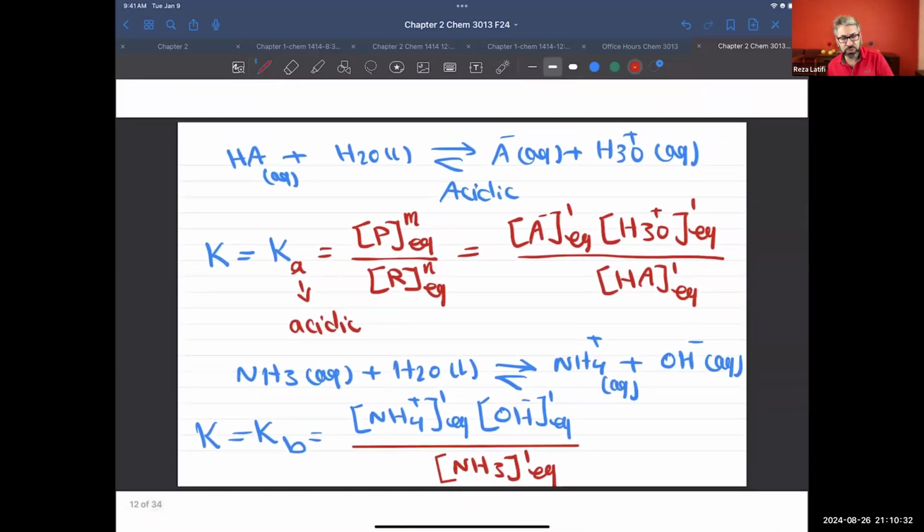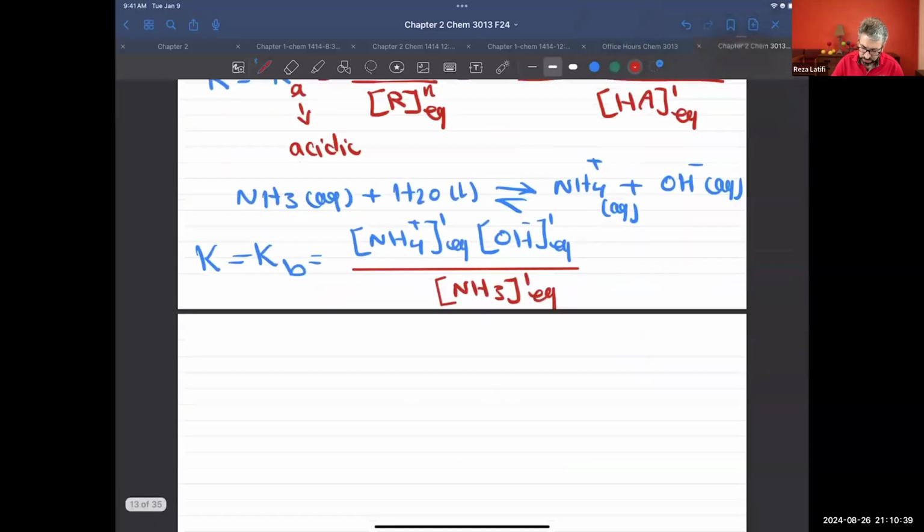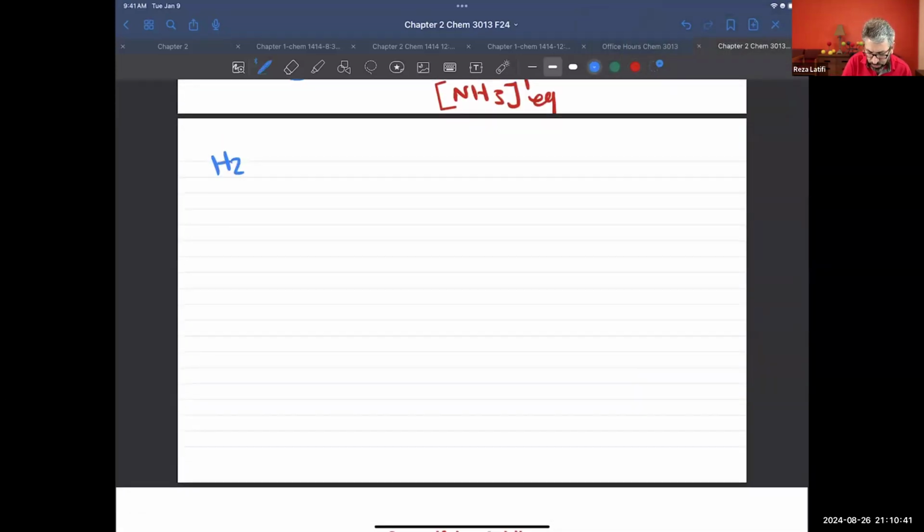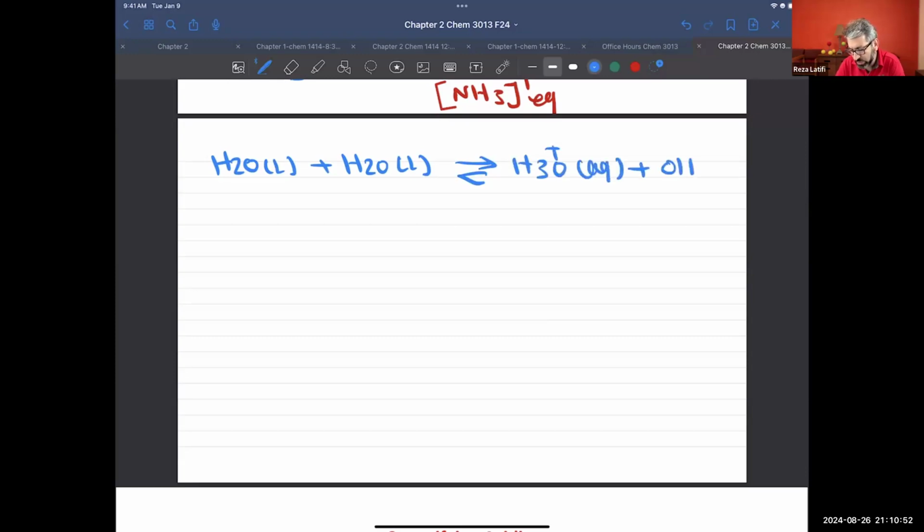So Kw will be the equilibrium constant for the reaction of water, two water molecules. It will be this: H2O liquid plus H2O liquid, you get hydrogen ion plus OH, and Kw is going to be equal to the concentration of hydrogen ion multiplied by the concentration of OH.